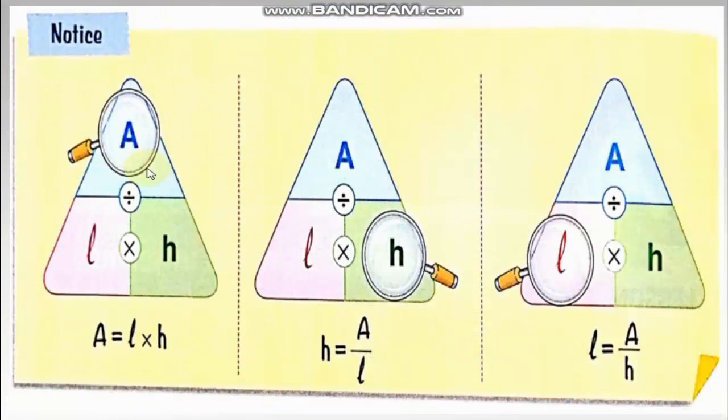Note that if we need to find the area of a rhombus, we multiply L times h, L for base length times h for height. But if we need the height, we divide the area by the length. And if we need the length, we divide the area by the height.